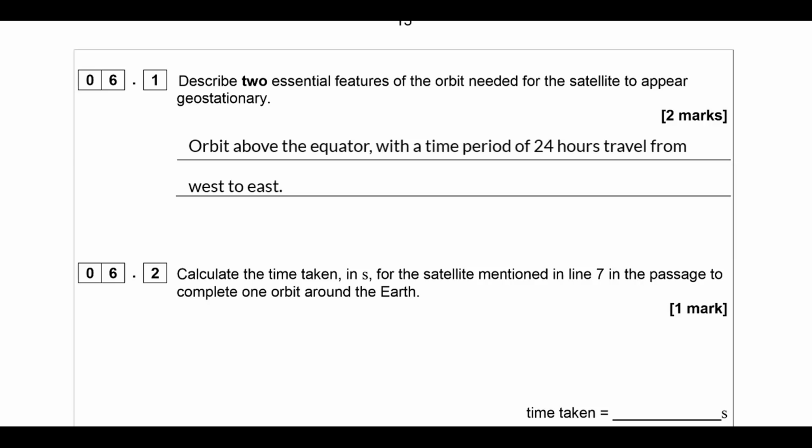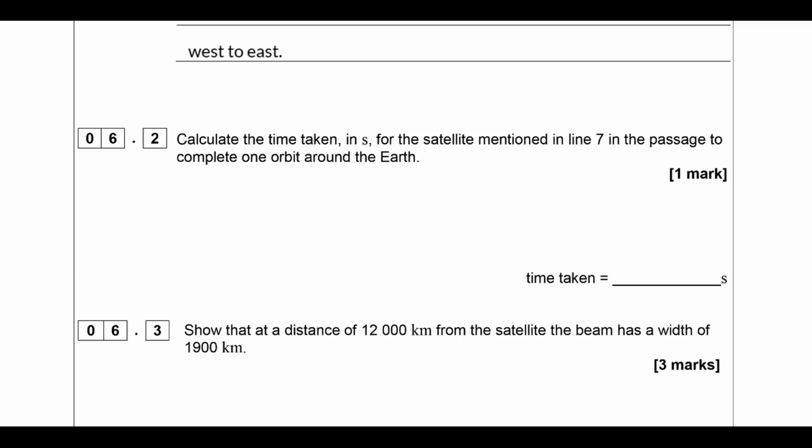So that's actually 3. We want to calculate the time taken in seconds for the satellite mentioned in line 7 of the passage to complete 1 orbit around the Earth. So we want the time period there. So time period is 2 pi over the angular speed, and you are given the angular speed. So that was 2 pi over 2.5 times 10 to the minus 4, giving us an overall time period of 2.5 times 10 to the 4 seconds. Alrighty, there. So that's our time period.